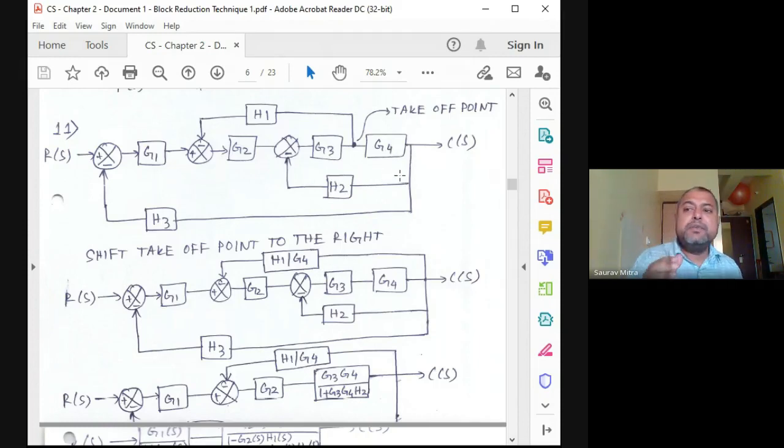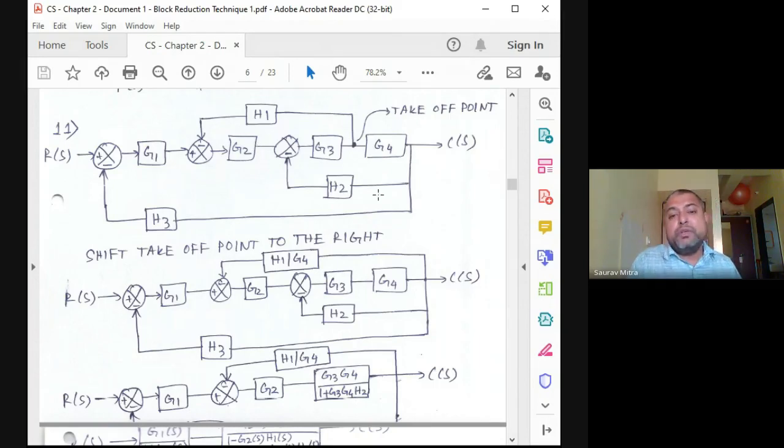That is G1 divided by 1 plus G1 H1. So in this case, G1 should be G3 G4. So if this point was not there, then this transfer function could very easily be written as G3 G4 divided by 1 plus G3 G4 H2, the 1 plus is coming because this is negative feedback. But we cannot write it because this is the problem. There is a problem, that is this point is there, and this is actually a feedback.